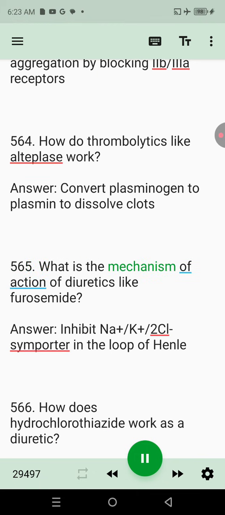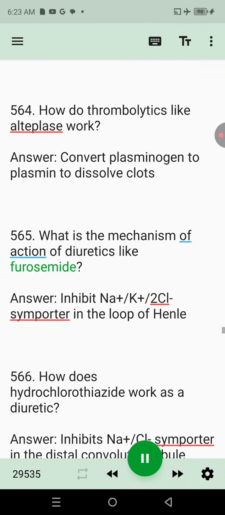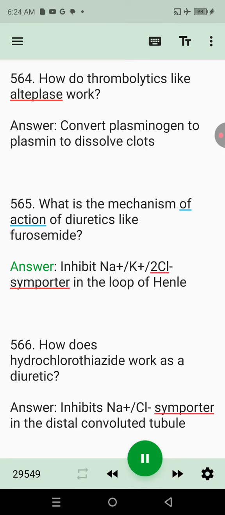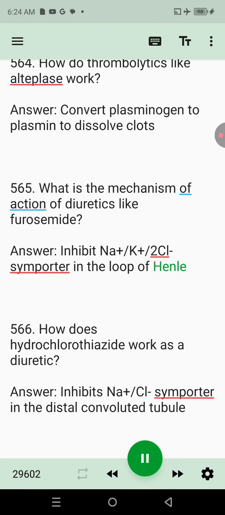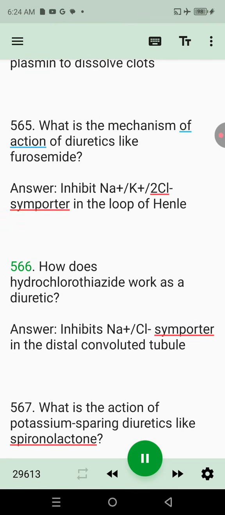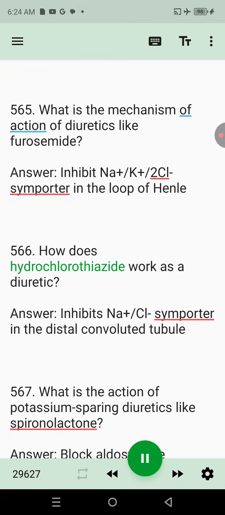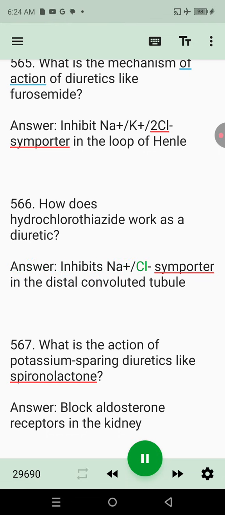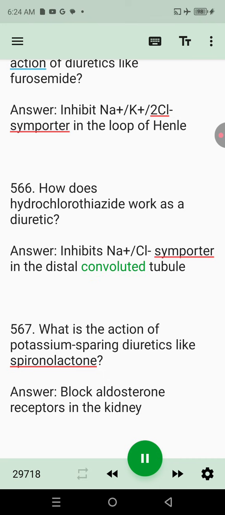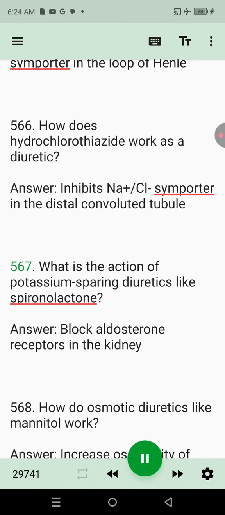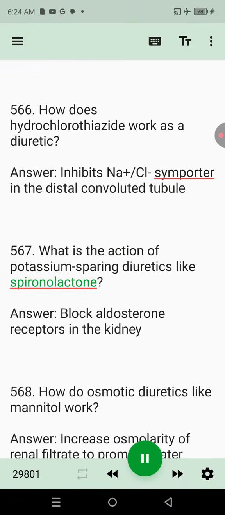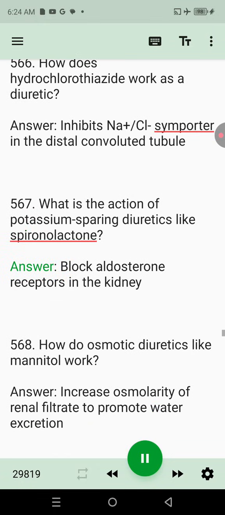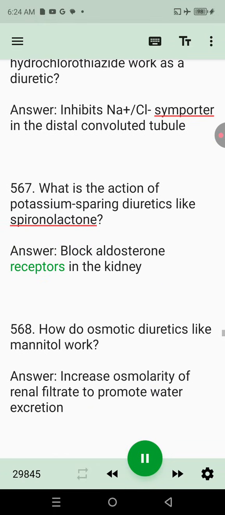565. What is the mechanism of action of diuretics like furosemide? Answer. Inhibit Na+/K+/2Cl- symporter in the loop of Henle. 566. How does hydrochlorothiazide work as a diuretic? Answer. Inhibits Na+/Cl- symporter in the distal convoluted tubule. 567. What is the action of potassium-sparing diuretics like spironolactone? Answer. Block aldosterone receptors in the kidney.